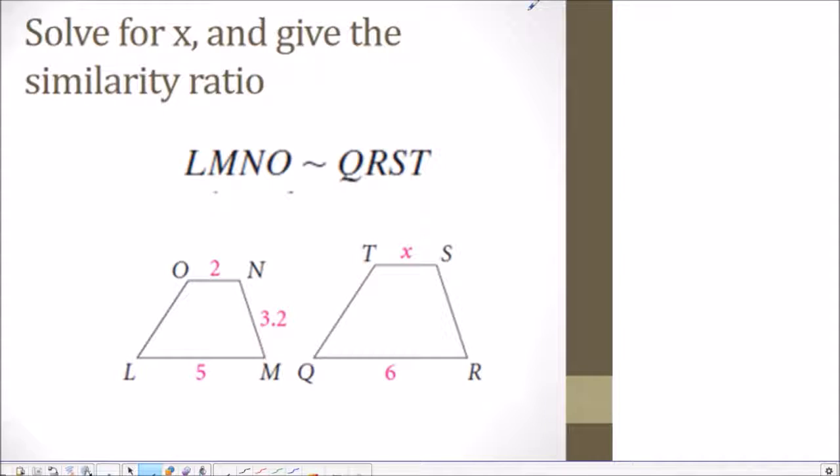Now that we've had a chance to get an example in the notes, why don't you use that example and attempt this one on your own? So pause the video, draw this one, and give it a try. Okay, here's how it goes.